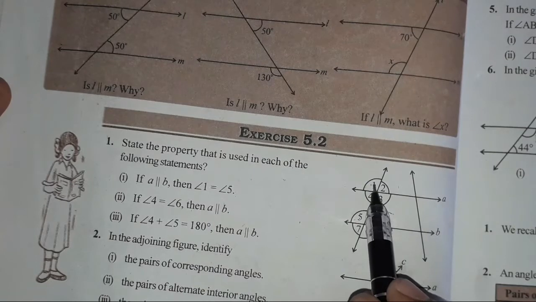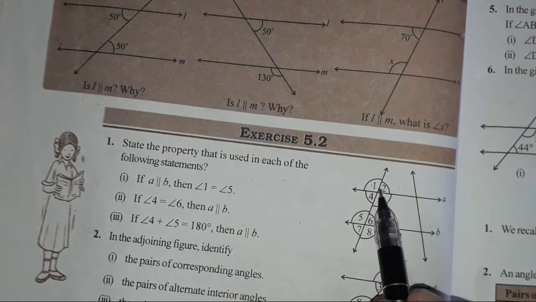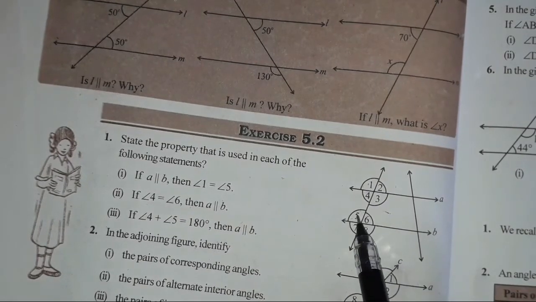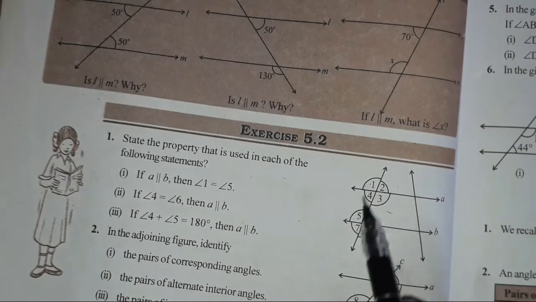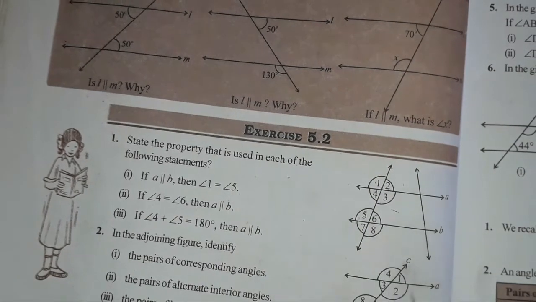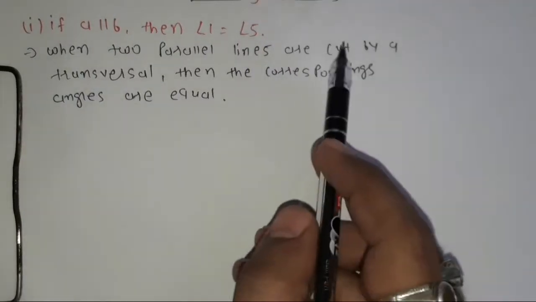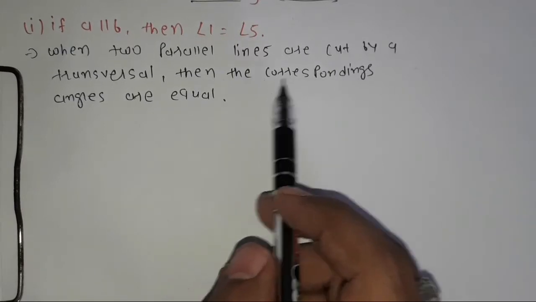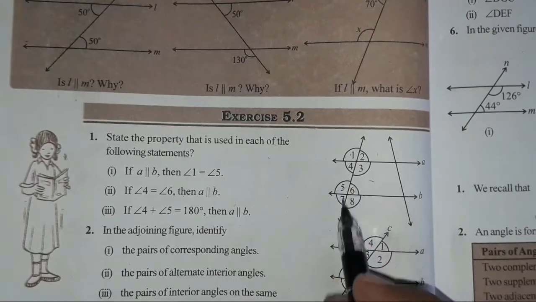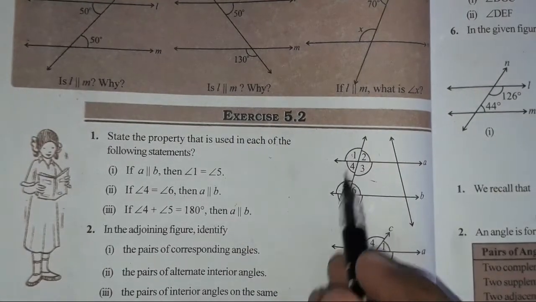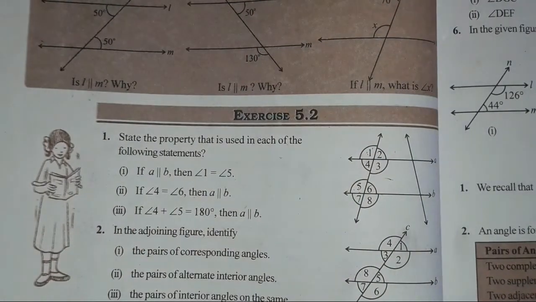These angles are called a pair of corresponding angles, where angle 1 is equal to angle 5, and in parallel lines the measure of both corresponding angles is equal. So here I may write: when two parallel lines are cut by a transversal, then the corresponding angles are equal. As we saw in the figure, when two parallel lines are cut by a transversal, both corresponding angles are equal. Here angle 1 and angle 5 are corresponding equal angles.